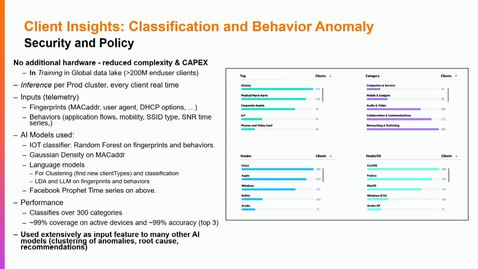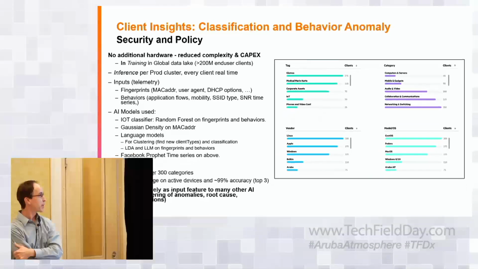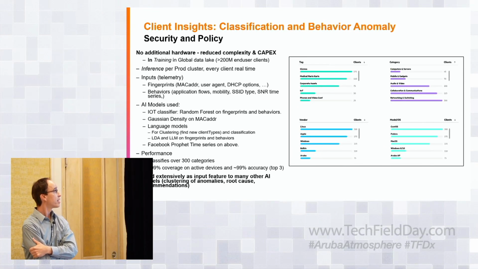And then we could run models on these inputs. And these models could use, for example, actually I think Frank's going to talk about this one, the IoT classifier, which is a random forest that runs on fingerprints and behaviors. It basically uses a mixture of the fingerprints, things that are fixed on a client, and the behaviors, things that are changing. And then we could figure out if the device is basically operated by a human or is more of a machine, headless device. So that's the first AI model we use that takes all those inputs.